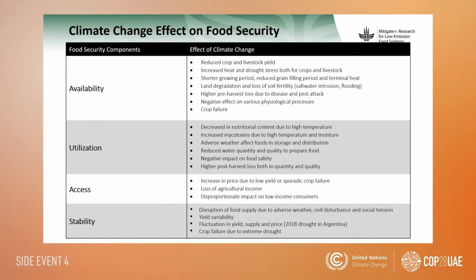And it also affects stability through disruption of food supply from adverse weather, civil disturbance, and social tension, through yield variability, and through crop failure due to drought.